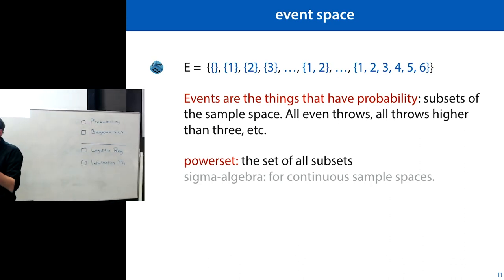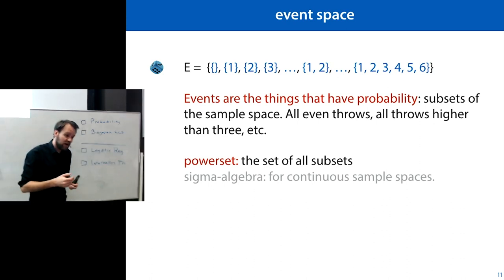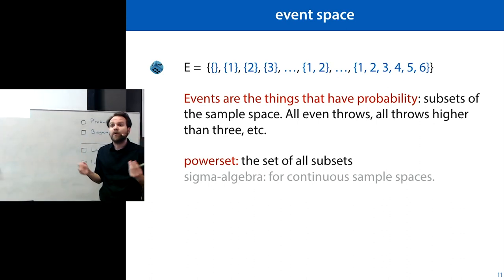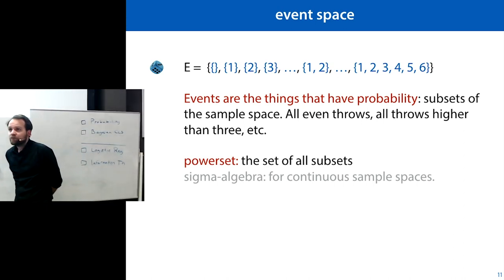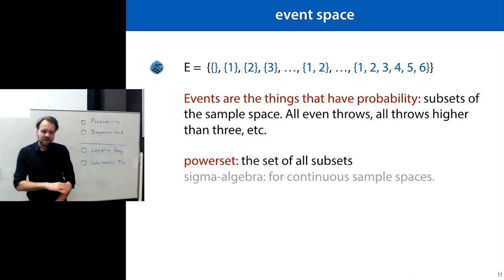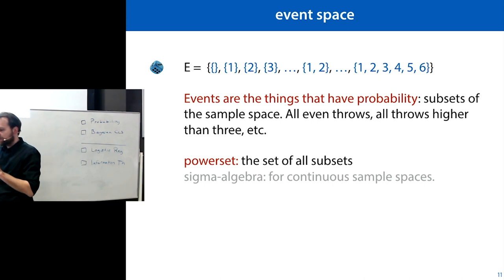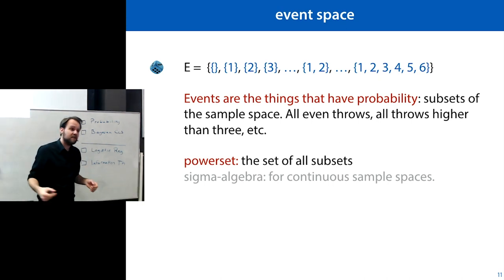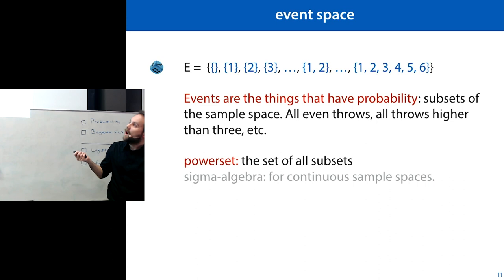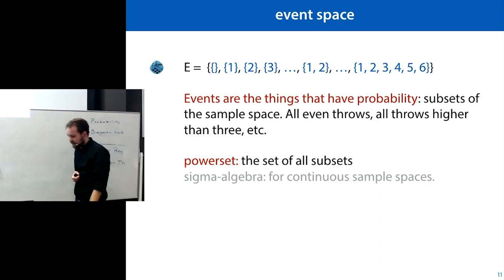So that's obviously the things in the sample space, like flipping a coin and seeing a head that has a probability. But something like rolling a die and seeing an even number also has a probability. So we don't just want to put probabilities on singular outcomes, we also want to put probability on sets of outcomes. So those are the events. In the case of a discrete sample space, it's very simple. We just take the set of all subsets of the sample space, and that's our event space. That's called the power set of the sample space.